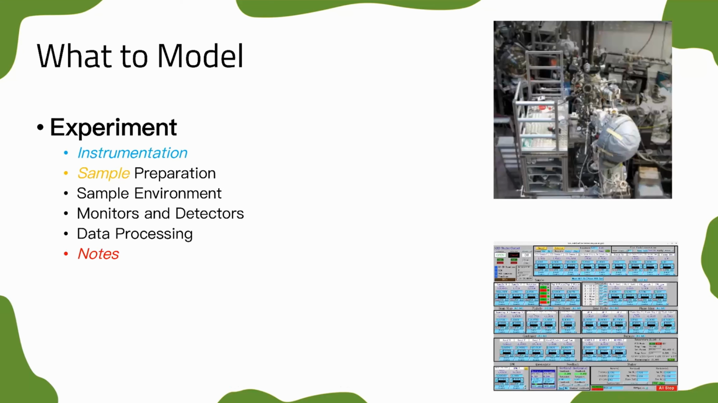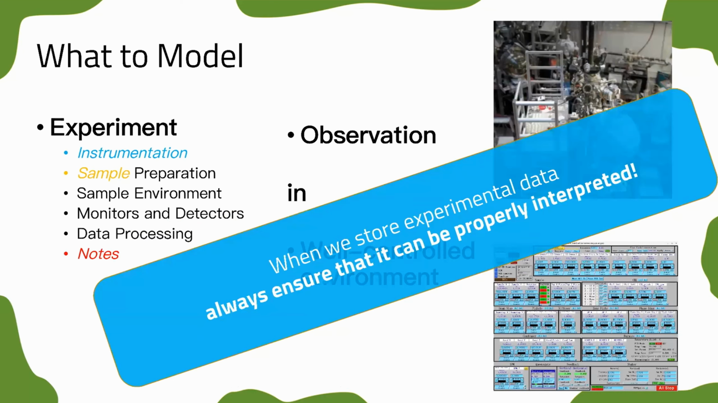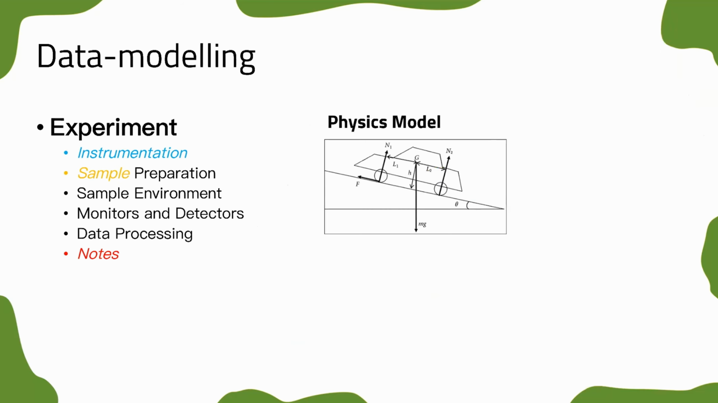But the first question is, when we perform an experiment, what do we want to model? If we want to simplify the situation, in fact, we have observations where we collect data in a well-controlled environment. And the key point here is that when we store our experimental data, we have to always ensure that it can be properly interpreted. All the necessary metadata has to be provided with the data, with a proper explanation of what that is, what its value was, why it is there, and how we performed the experiment itself.